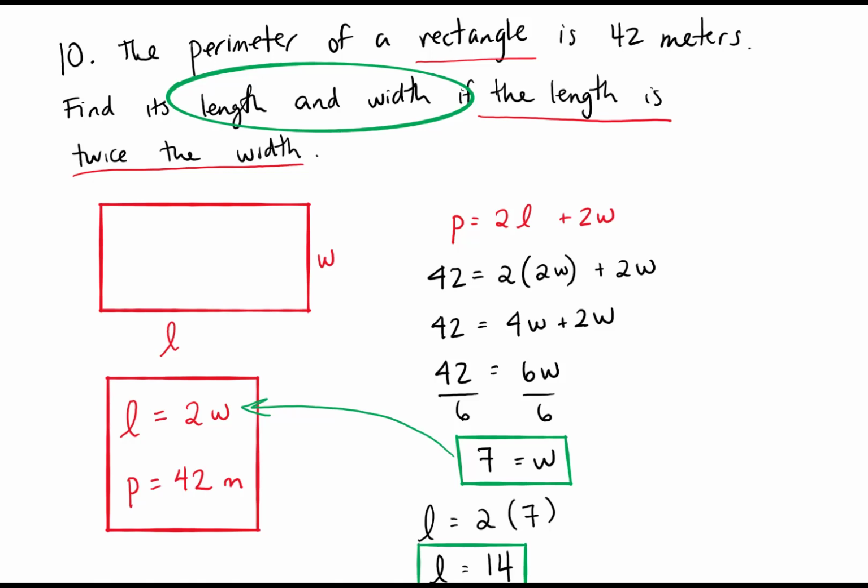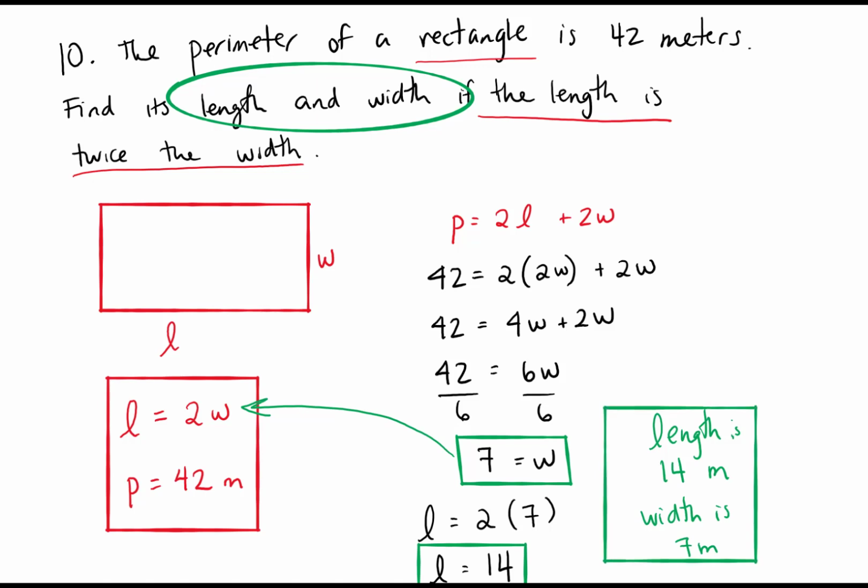Now, I know I boxed it already, but we do have to make sure that we answer the question in the format that's asked. So the length is 14 meters using the correct units of measurements, and the width is 7 meters. That would be a better answer, because you do want to use the unit of measurements that the problem is. Otherwise, you're going to miss a point.